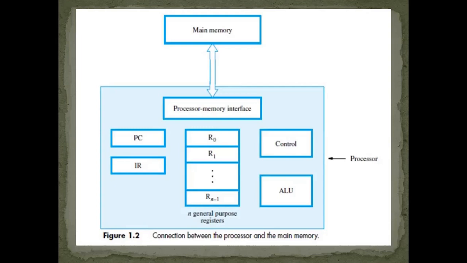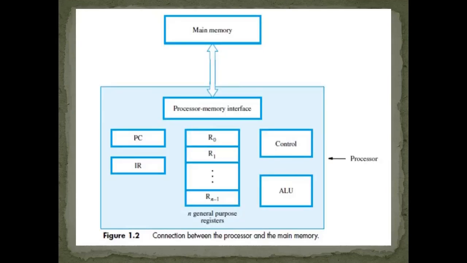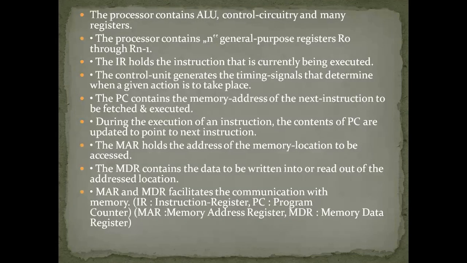So now see the explanation for each and every part. The processor contains the ALU, control circuitry, and many registers, that is general purpose registers. It's a 32-bit architecture, meaning the processor contains 32 registers, n number of registers.